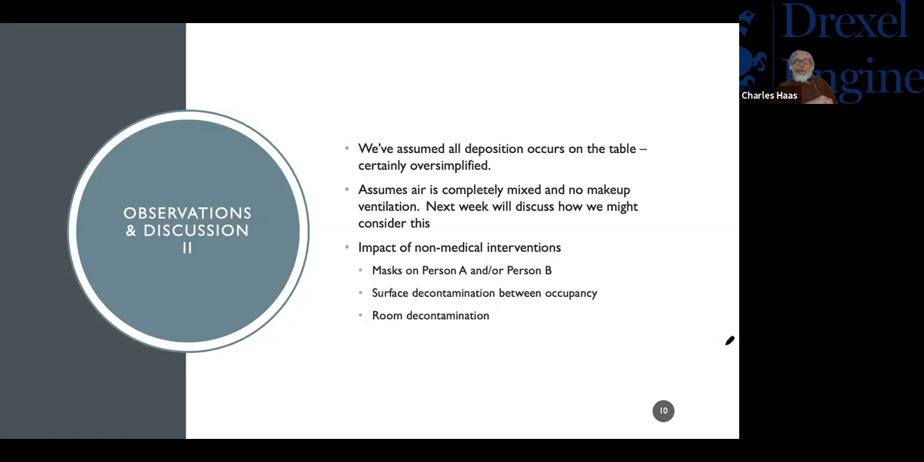Or perhaps if person B, after they touch the table, washed their hands quickly before having the opportunity to touch their nose or mouth. Or what would happen if after person A left, we did a total room decontamination, not just for the surface, but for the indoor air? How much reduction of risk could we achieve? So now we have linkages between the release of the virus and potential non-medical interventions that we might do as engineers.